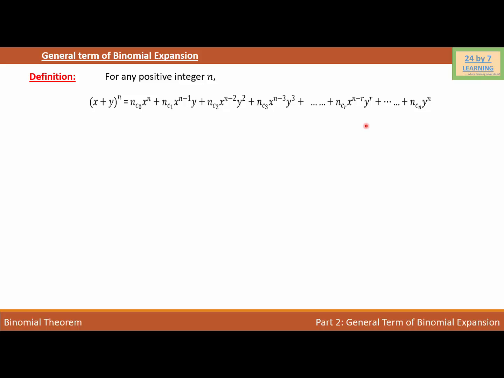So as we can see, if we want to find the rth term of the binomial expansion, we will consider this term. So we can write the rth term of the binomial expansion as T_r equals nCr x^(n-r) y^r. And how did we get this term? We got that term from here.